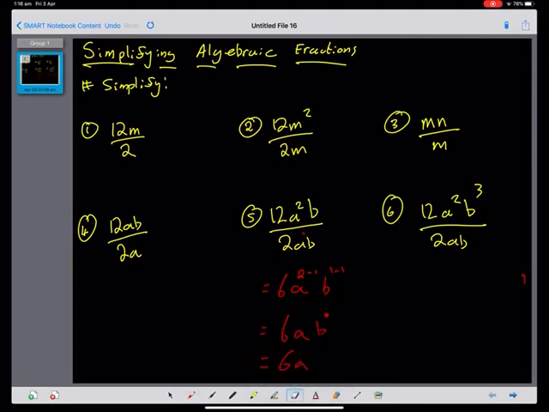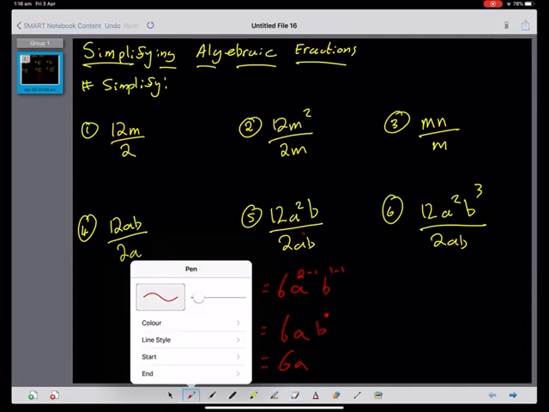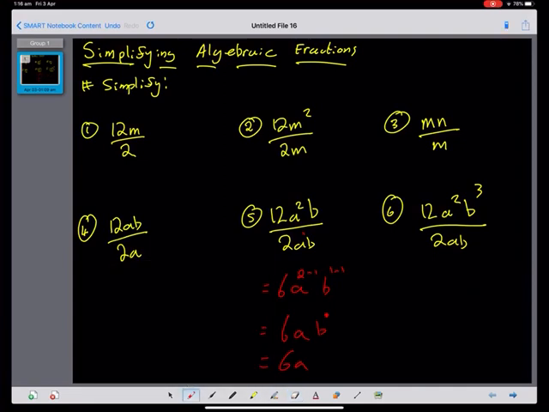Okay, let's do the next one, even more difficult. Now 12 divided by 2 is 6. We've got a, 2 minus 1, and we've got b, 3 minus 1. So we imagine there's a little 1 on top of there. So that leaves 6ab squared. Okay, pause the video and see if you can do the rest of the examples.